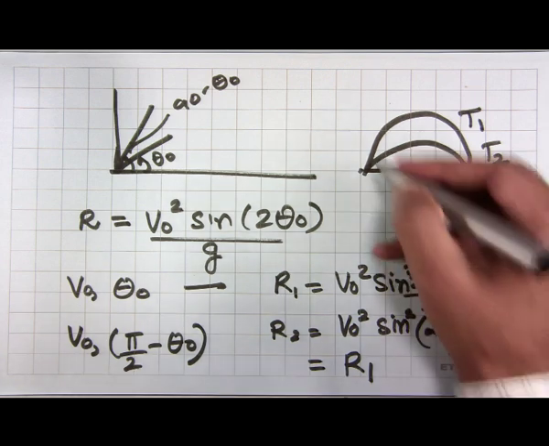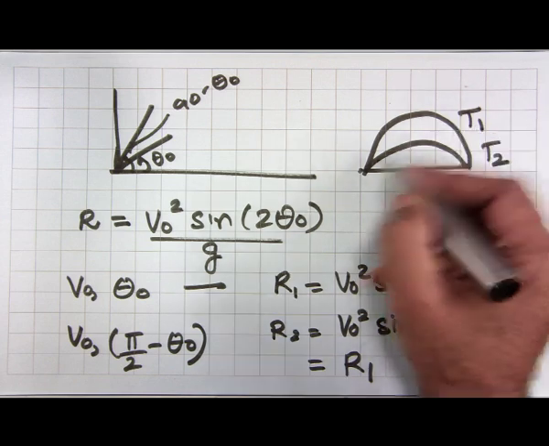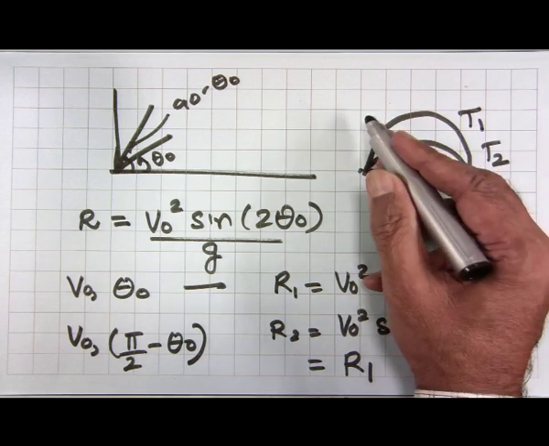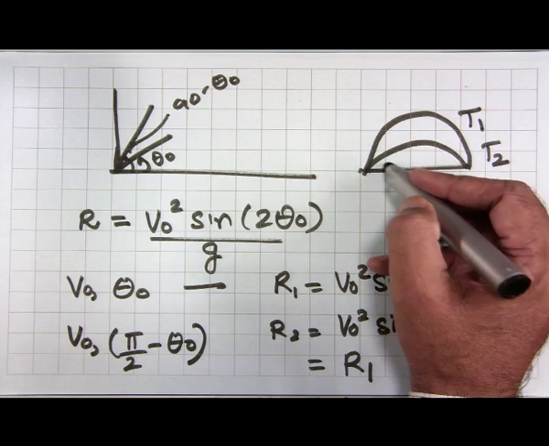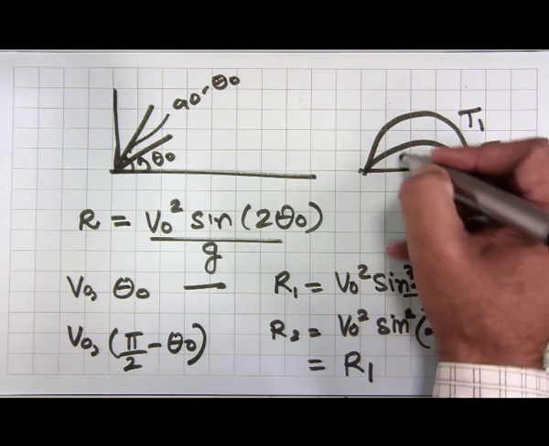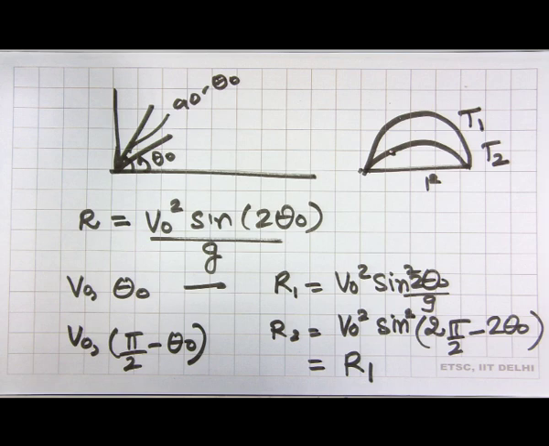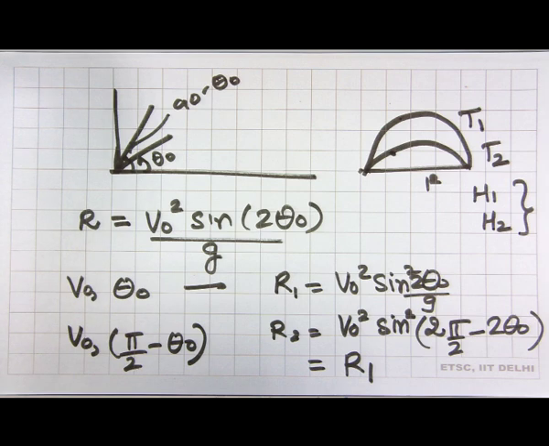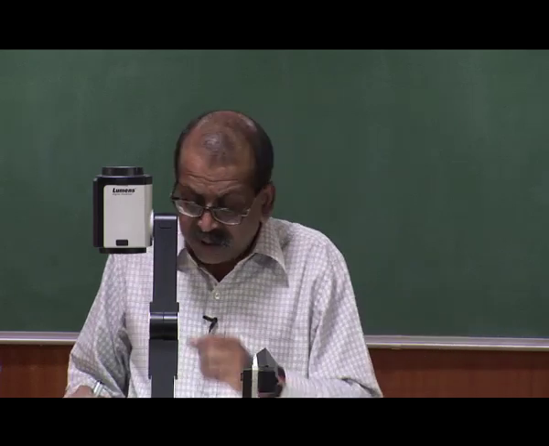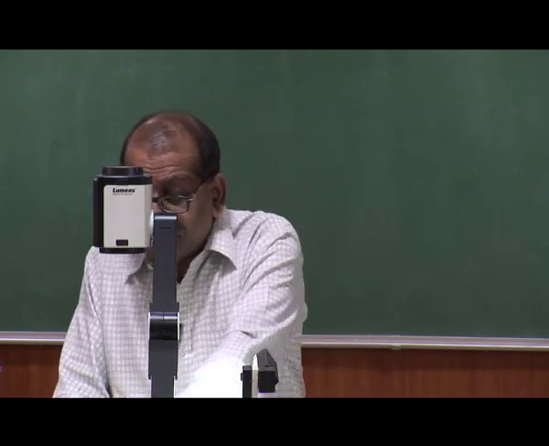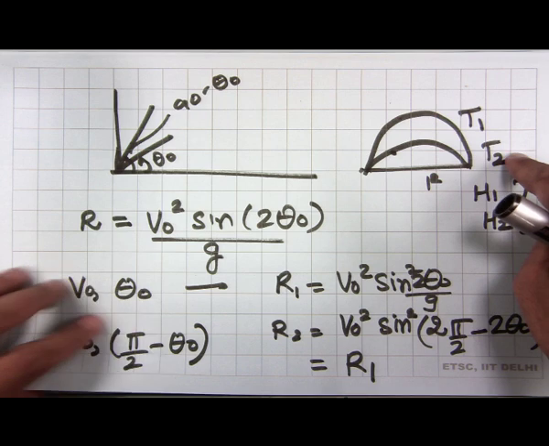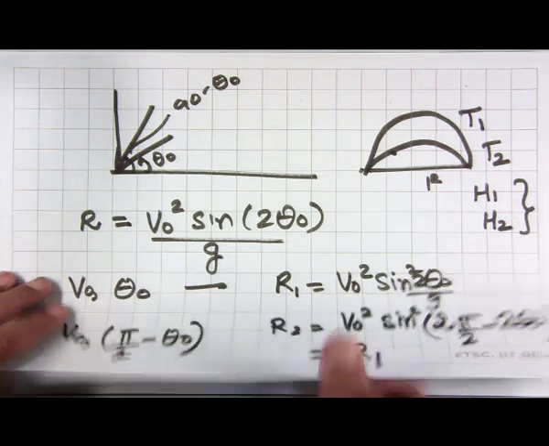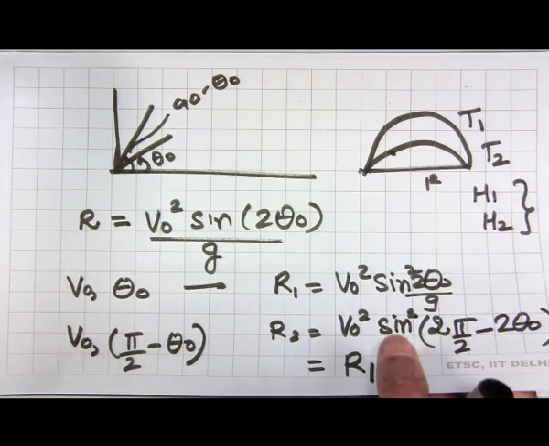The times will be different, and that is obvious from the fact that the time of flight depends on the initial vertical velocity. And when theta zeros are different, the initial vertical velocity of projectile 1 and projectile 2 will be different, even though the ranges may be same. And similarly, the maximum heights which they reach, H1 and H2, will also be different. So, the range will be the same, but these things will be different, and sometimes you may be asked to find the relations between T1 and T2 or H1 and H2, and these things you can do by playing around with the expressions here.